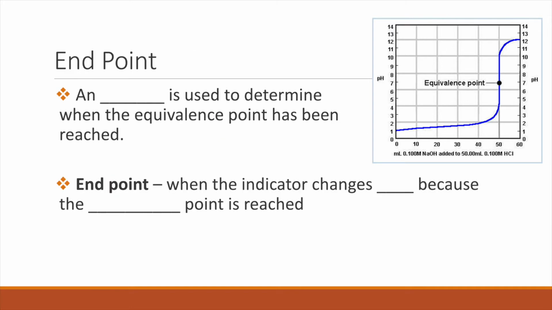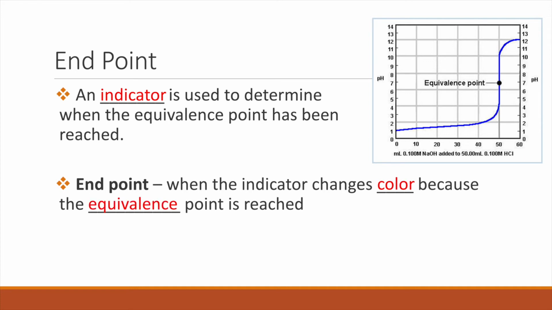Now, there's one other point that we need to talk about called the endpoint. So, an indicator is used to determine when the equivalence point has been reached. So, we're eyeballing this based off of color. So, the endpoint is when the indicator changes color because the equivalence point is reached.